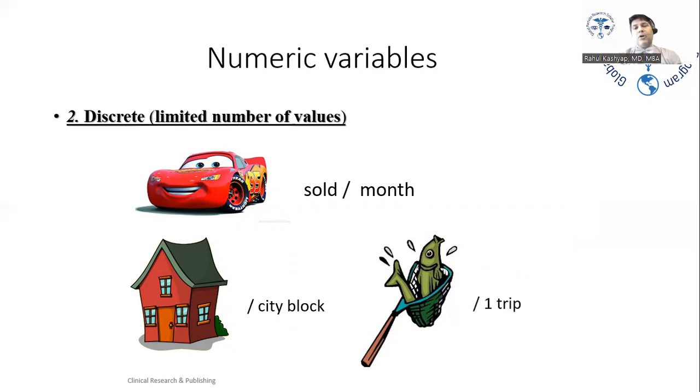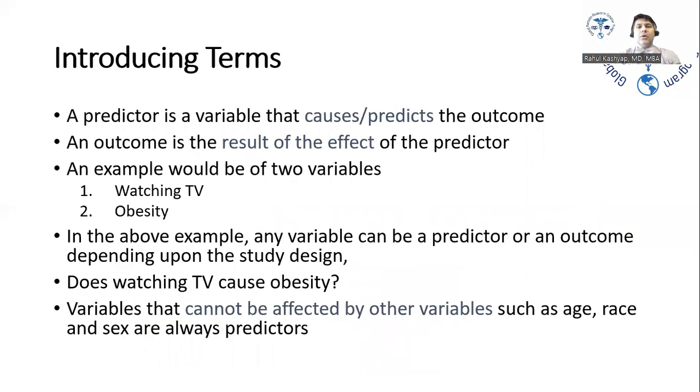Okay. So now just to introduce, you hear me talking about cause and effect, and outcomes. A predictor is a variable that causes or predicts the outcome. It has to come before the outcome. Smoking can happen first, then lung cancer comes in. You can't count people who have lung cancer and then started smoking. That doesn't work. The outcome is the result of the effect.